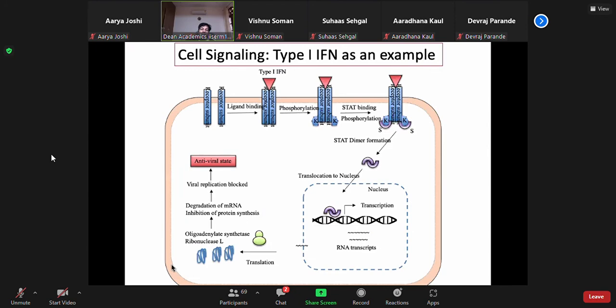Okay, so type 1 interferon. This is actually a brief summary of how type 1 interferons act. You have multiple units of these receptors, the type 1 interferon receptor. And what produces type 1 interferon? All kinds of cells which are infected with virus can produce type 1 interferon. Receptors for type 1 interferons are again present on all kinds of cells. They are ubiquitously present, right?